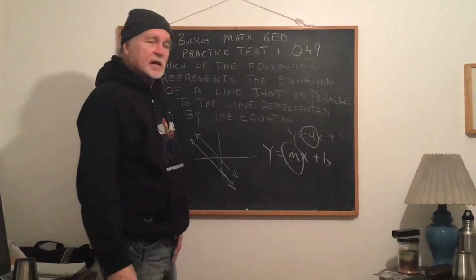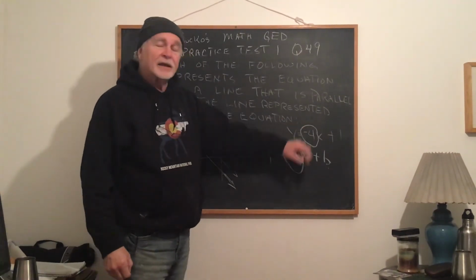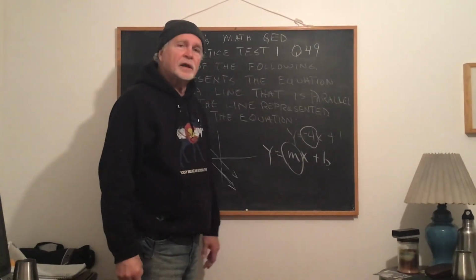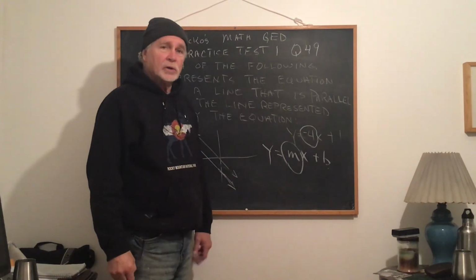So on the choices on the test, you would look for a negative 4. And if it's anything other than a negative 4, it will not be parallel.